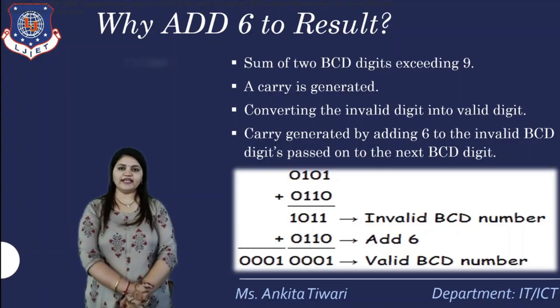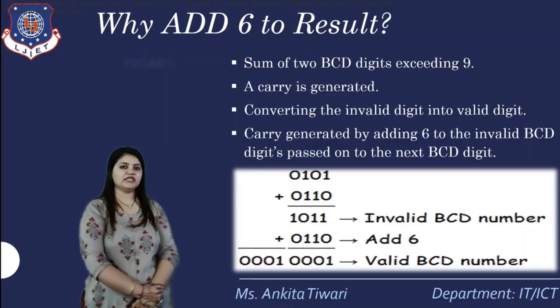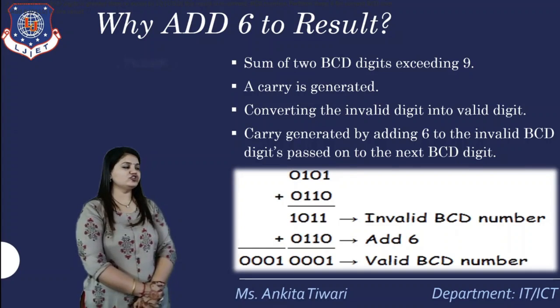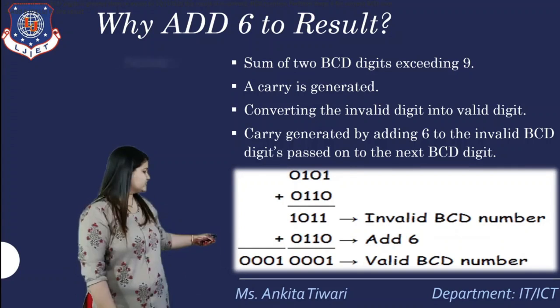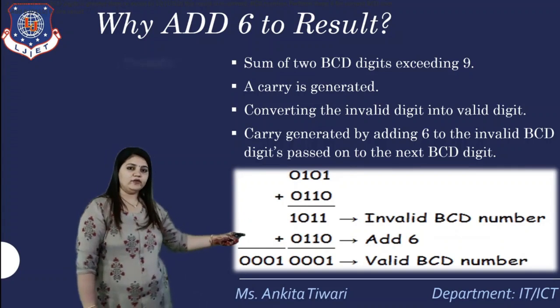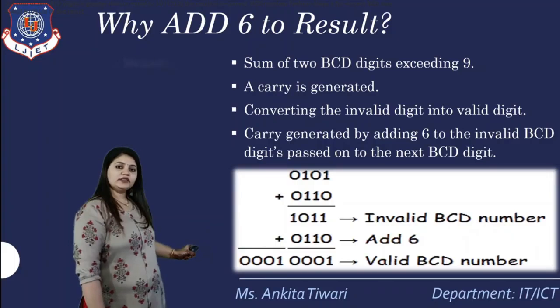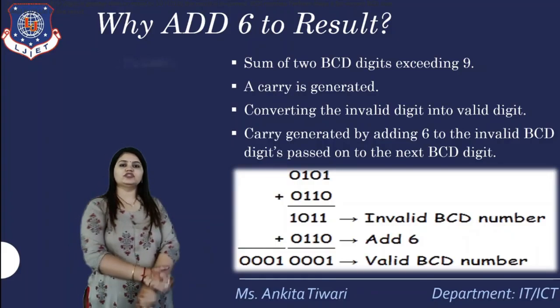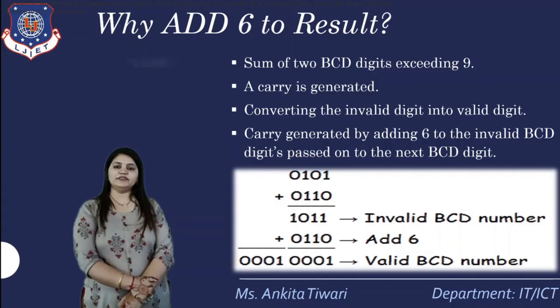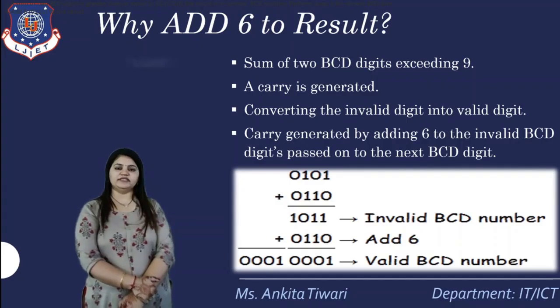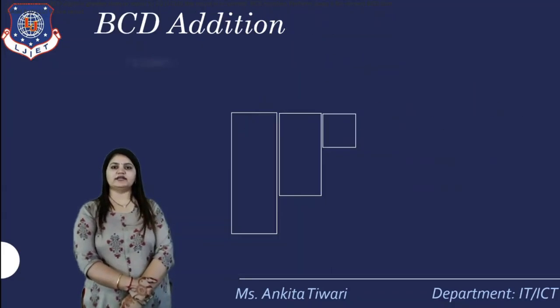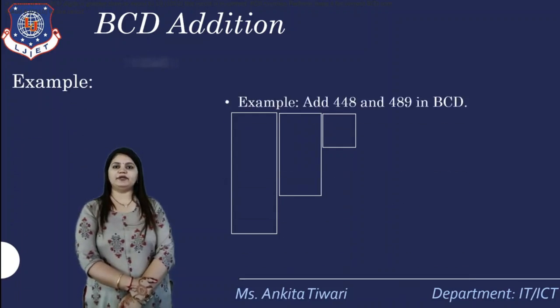So if we are not getting it, that means we have to add 6 to it, that is 0110. Now if I am adding 6 to it, see what happens. We'll get the answer as 0001, and we'll get a carry bit, that is 10000. So this is what happens if I add 6. I'm getting a valid BCD number. So we have to add 6 to the result. Now we'll see one more example.